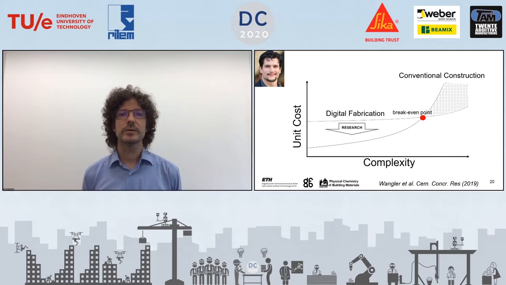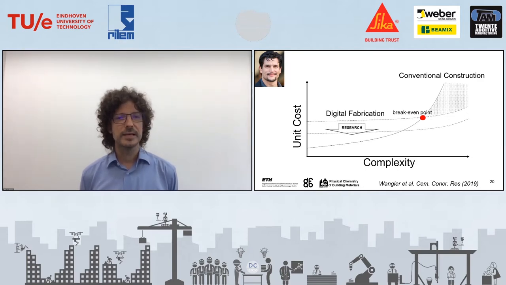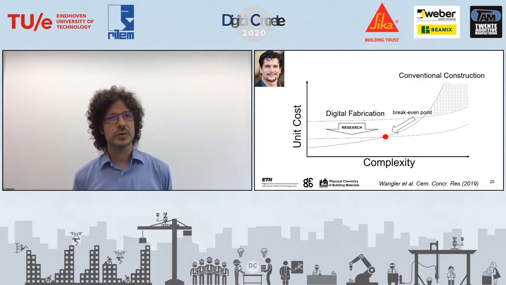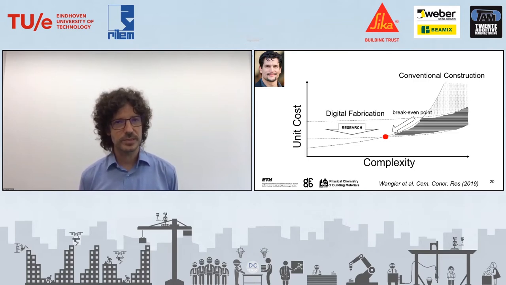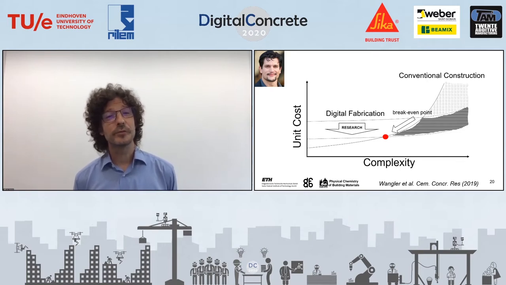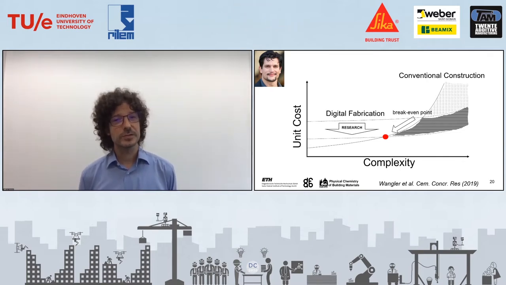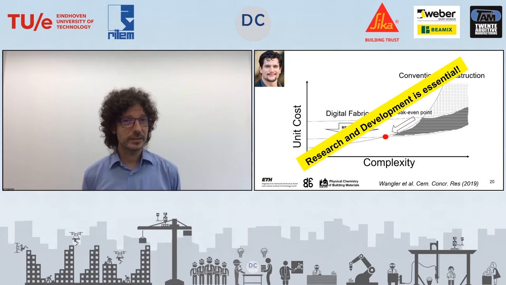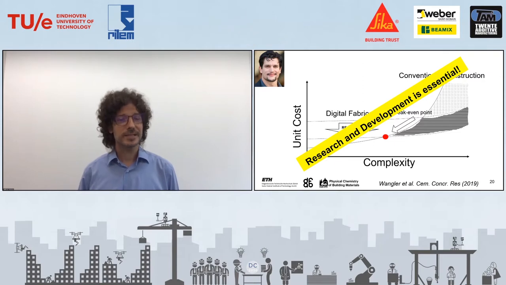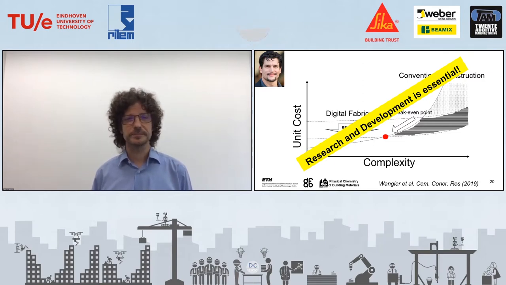Through research, what we're going to be doing is to reduce the cost level of digital fabrication, make it more efficient, and shift the break-even point to the left. This will increase the range of structures that can be cost-effectively produced. And what this means in terms of sustainability is that we're going to make it more economically affordable to produce structures using less material. However, for this, there is a large need for research and development. And I think that presentations in the conference are going to be really essential in order to achieve this.